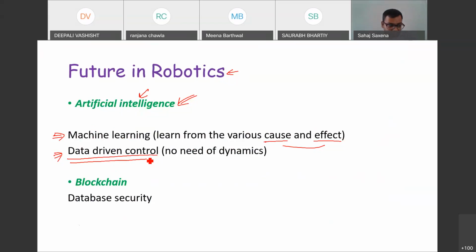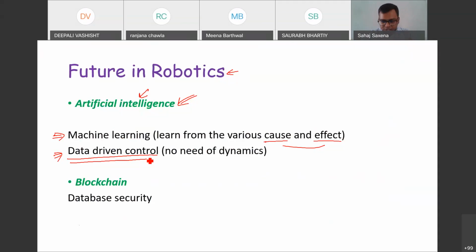And since we are working on the data, there may be chances that some notorious people will hack the data, or they may disturb the data. So it means I need database security, and for that I need some technology, and that technology is called blockchain. So people are working on artificial intelligence and blockchain to see the future of robotics.